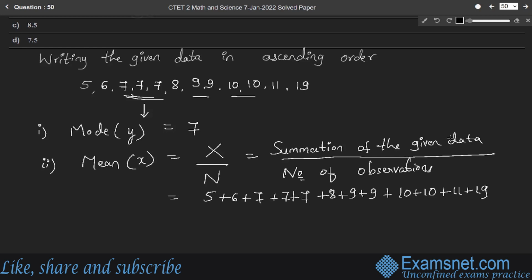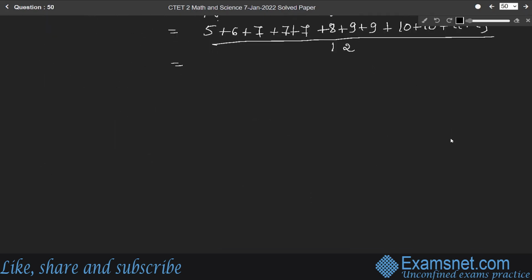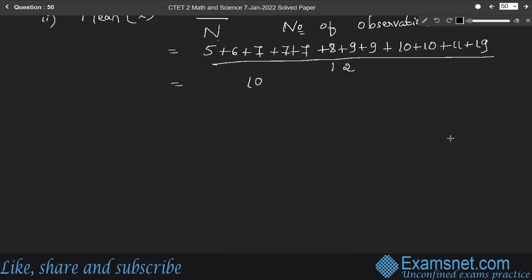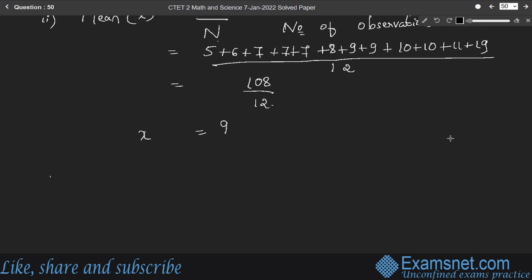Divided by the number of observations, the number of terms here: 1, 2, 3, 4, 5, 6, 7, 8, 9, 10, 11, 12. So there are 12 observations. Therefore, the summation of the given data is 108. 108 by 12. Therefore, the mean x is equal to 9.